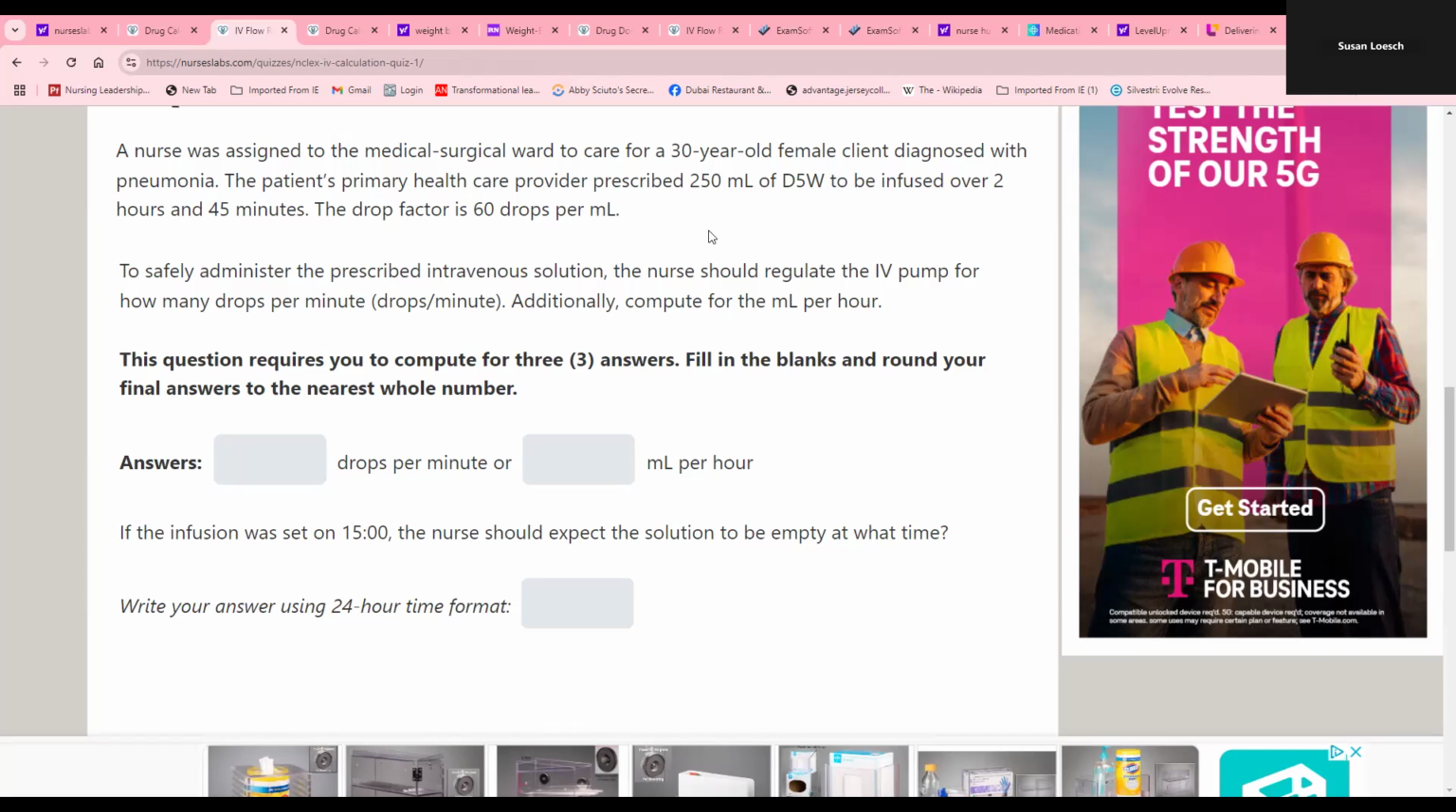All right. So you have 250 mLs going over 2.75 hours. And I want you to understand that it's going over the 2.75. Everybody know where I got the 0.75 from? Everybody understand where I got the 0.75 from? No. Okay, so let's go to the whiteboard.